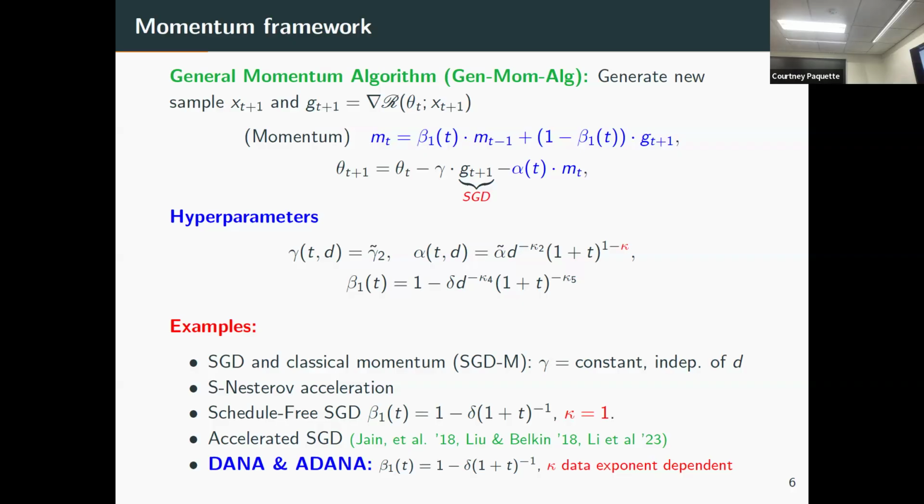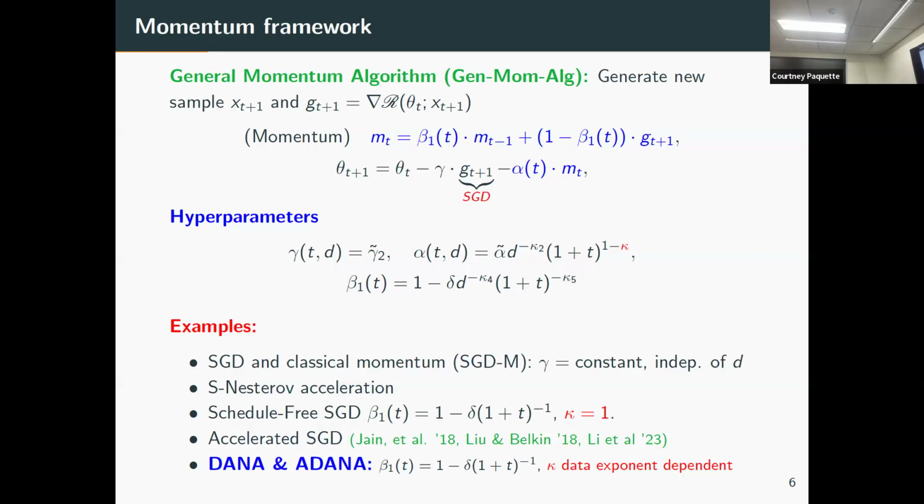So you see SGD, you see classical momentum. By classical momentum here, I just mean everything is constant. Some of these can depend on D, some don't, but in general, constant, no time dependence. It covers Nesterov, if you were to make a stochastic version of it. It covers what people call schedule free. Schedule free is actually with beta on this and kappa equal to 1.